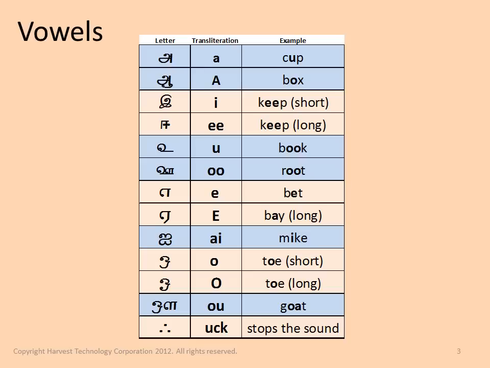The next vowel is "u," like the short double O sound in book, followed by "oo," like the long double O sound in root. And be sure also here not to add the W sound at the end. It's just "u" and "oo."